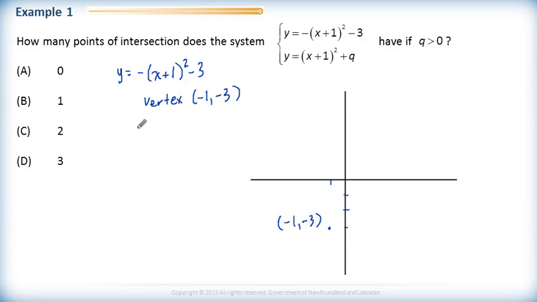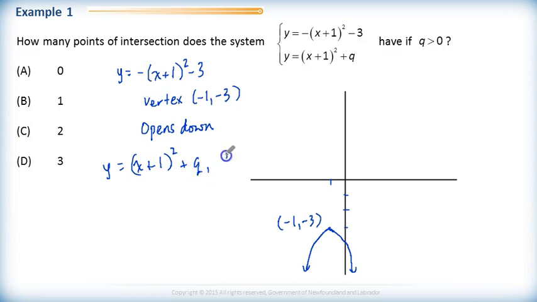And the graph opens down. So the graph opens like this. Notice I'm not being completely accurate, just locating the vertex and direction of opening. Now, in the meantime, we have y equals (x plus 1) squared plus q. And we're told that q must be positive. So its vertex is at -1 and some positive value of q.